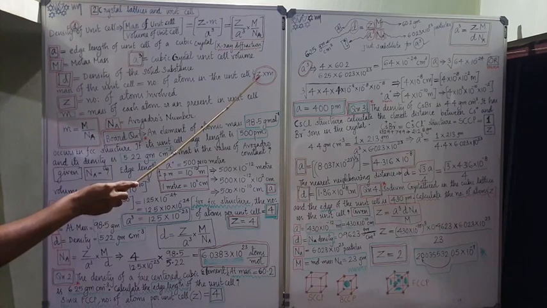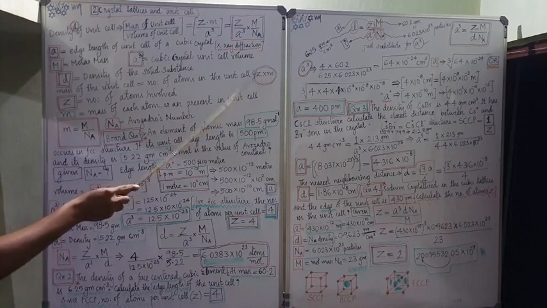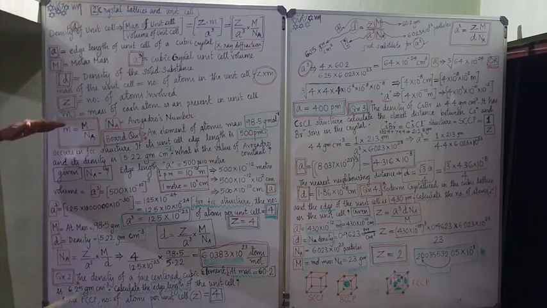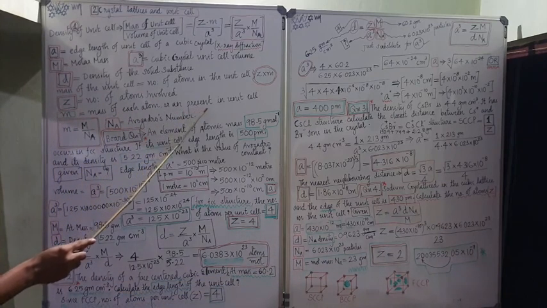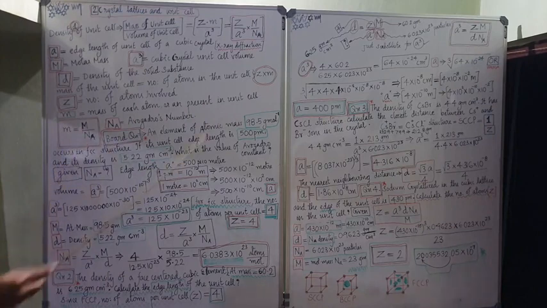It may be 1 into m in the case of simple, 2 into m in the case of body centered, and 4 into m in the case of face centered. That's enough, but by going through a problem I will make it easier for you. Z is the number of atoms involved: 1, 2, 4, those are the 3 cases. M is the mass of each atom present in the unit cell. M is equal to m by Na, which is written over here.